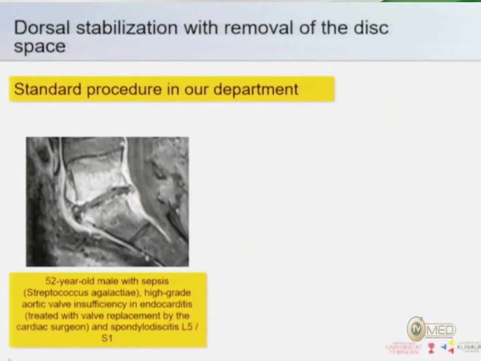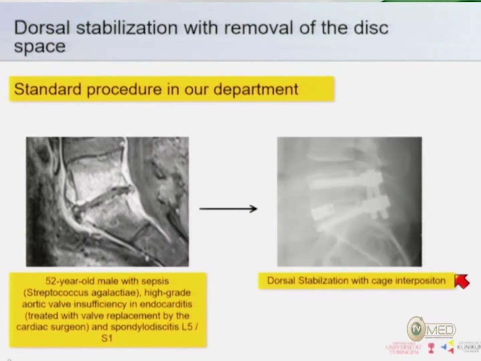Standard procedure in our department is dorsal stabilization with removal of the disc space and cage interposition. Here, this is a patient who is 52 years old with sepsis. He has aortic valve insufficiency, and the cardiac surgeons did a replacement of the valve, and he has this spondylodiscitis with this epidural contrast agent enhancement. So, of course, I did a stabilization with cage interposition.